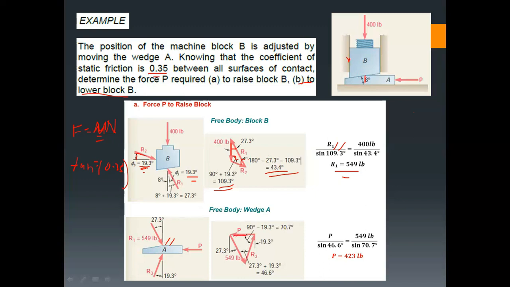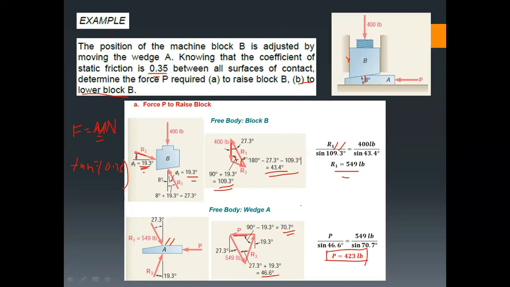So we have the x component and our force components. So 90 minus 19.3. Opposite P is 46, down here. So opposite P is 46. And this 170.7 is opposite the 549 that we got from our R1. So that is its angle. With simple sine law again, we get our force of 423 pounds. So it is just the simple triangle rule we applied there. Don't forget, the triangle is very useful there.